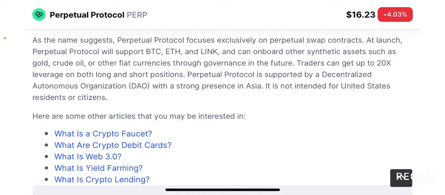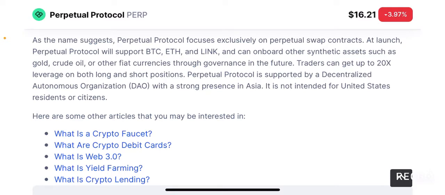It is not intended for United States residents or citizens. Again, people of the US, if you want to use this particular protocol, you cannot use it, unfortunately, even though it is a DAO. I don't think it's a full DAO yet, but I think they're definitely getting there. But if they become a DAO, then I don't know if residents of the US will be able to access this protocol.